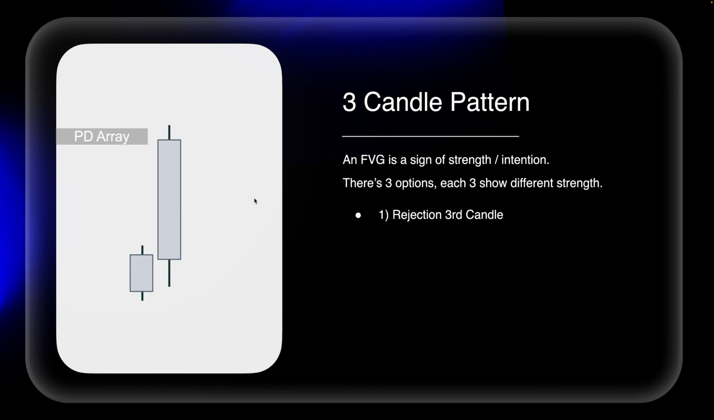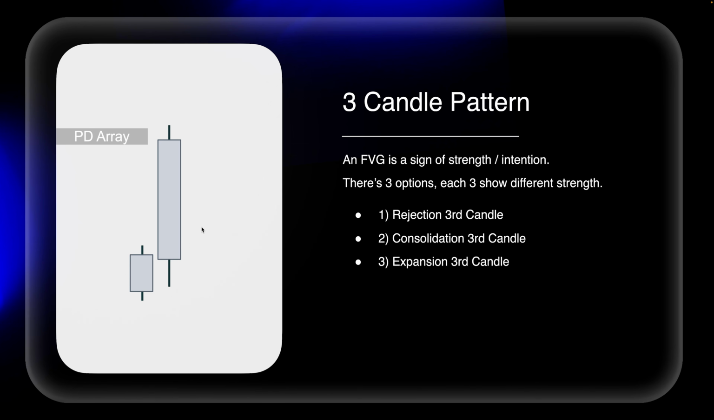Then the second type of fair value gap that we can have is the consolidation third candle, where the third candle is a consolidation right there. This is the perfect fair value gap. Then the third type of fair value gap that we can have is an expansion third candle.